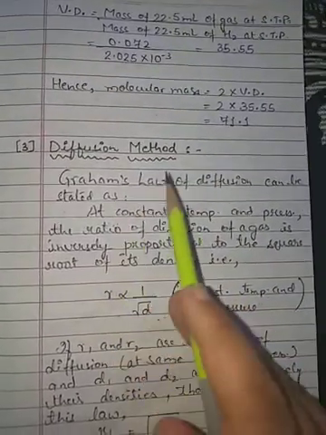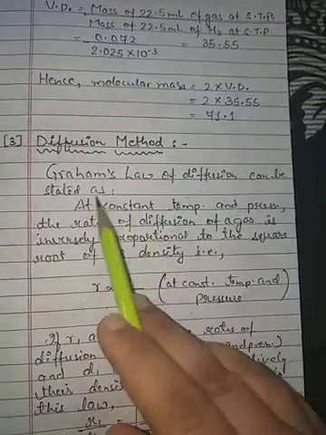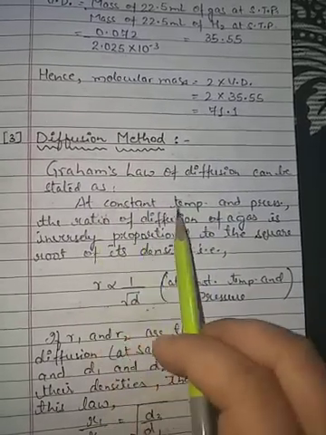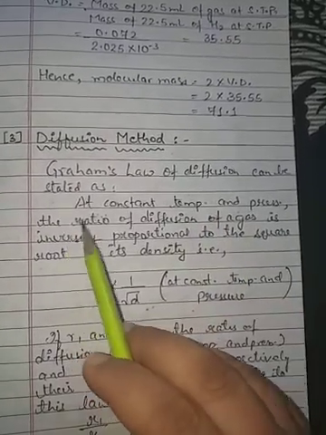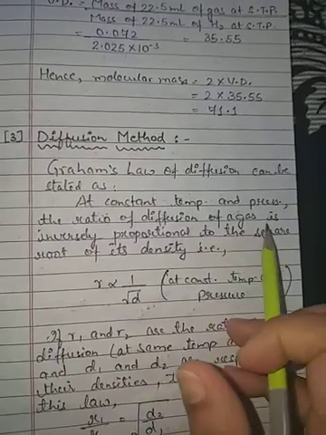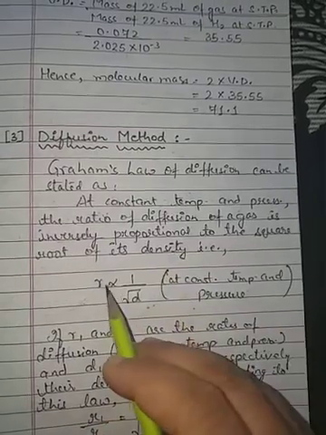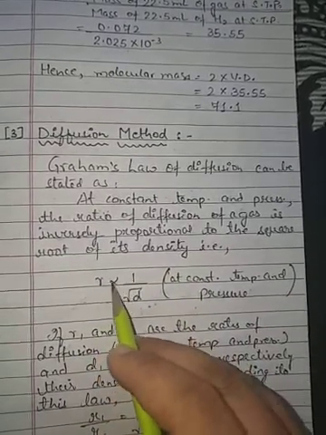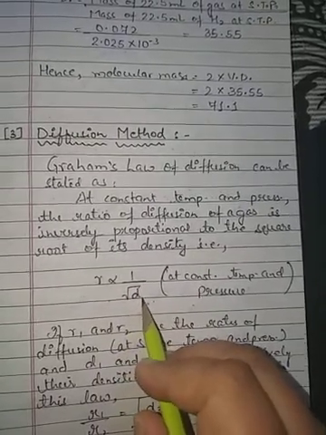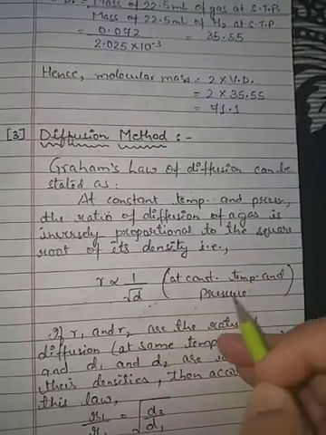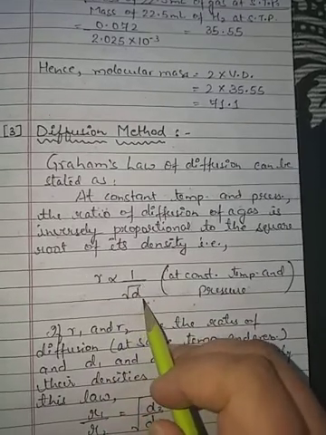The third process is the diffusion method. Graham's law of diffusion can be stated as follows. Graham was a scientist who stated a law of diffusion at constant temperature and pressure. We are not changing the temperature and we are not changing the pressure. The rate of diffusion of a gas is inversely proportional to the square root of its density at constant temperature and pressure. R is inversely proportional to the square root of density.